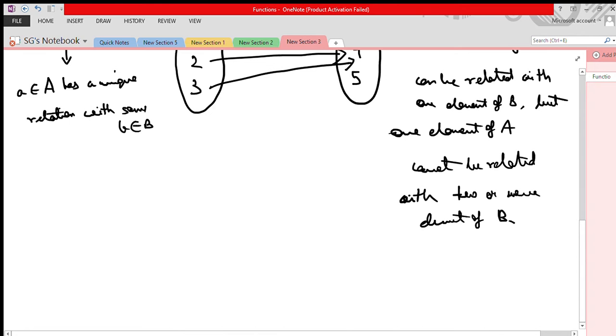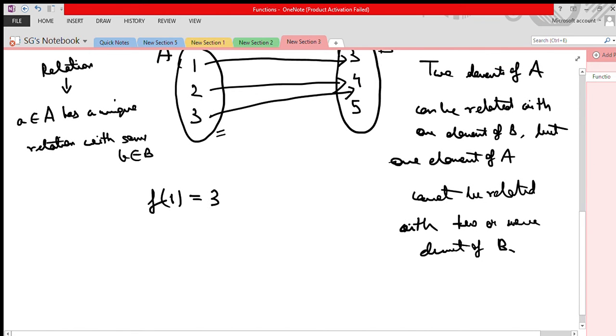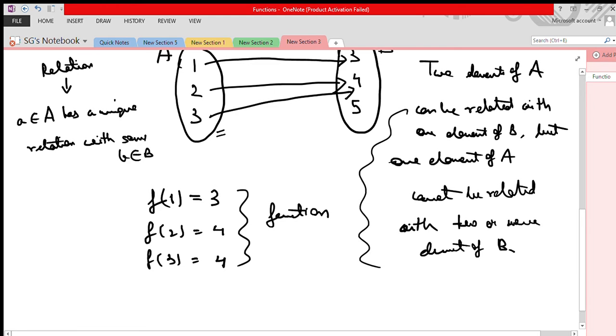Clear? So let us define the relation as f. And the set A is called the domain of the function. Clear? That is the elements which are related. So we write it inside the bracket. According to my diagram, f(1) is related to 3, f(2) is related to 4, and f(3) is related to 4. So 2 and 3 are two elements which are related to one single element of B. So this is satisfied, right? These sorts of relations which satisfy these conditions will form a function.